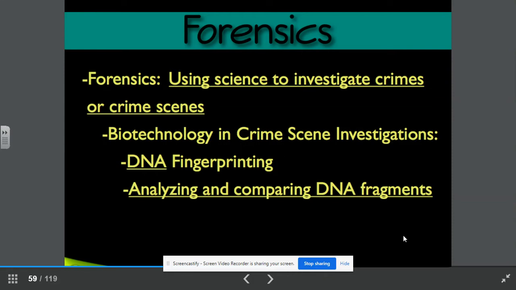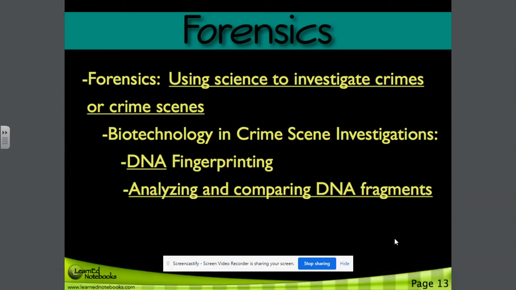Biotechnology in crime scene investigations includes DNA fingerprinting. Now, this is not the type of fingerprinting that you do with your fingers when you put your finger on the ink pad and then show your fingerprint. This is actually DNA fingerprinting using your DNA material, right? It basically shows that you are you, right? Remember, only you has your set of DNA, unless you have an identical twin. And in that case, you guys would share the same DNA.